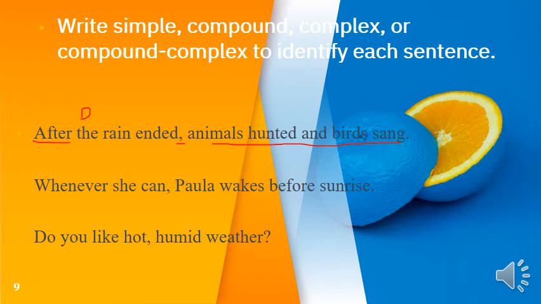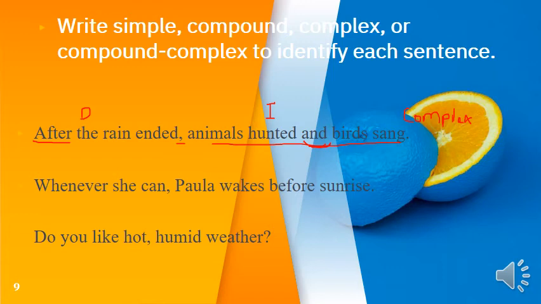So if I have an independent clause and a dependent clause, I have a complex sentence. Very obvious. What about this and? Is this the compound and? No, it's not the compound and. Look here. Is there a comma? No. Do you see after and a subject or a predicate? No, it's only animals and birds. I am listing two things, animals and birds.